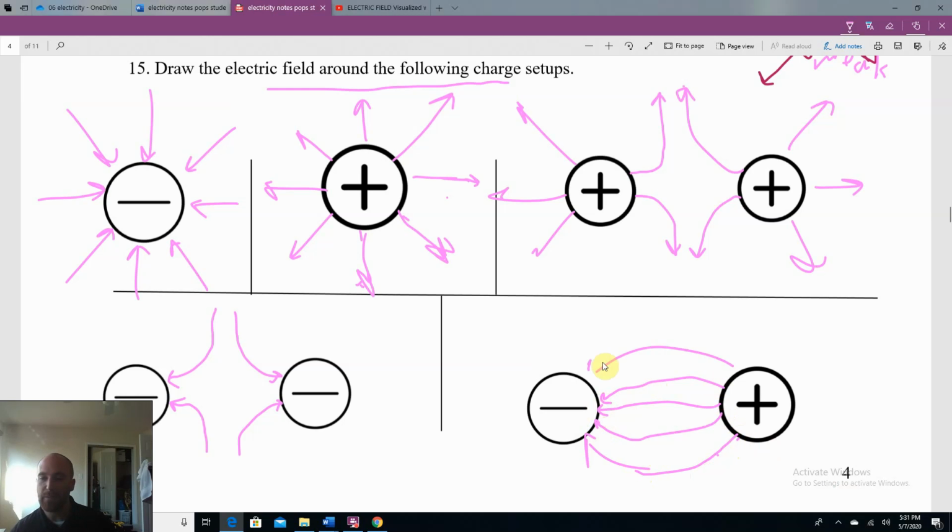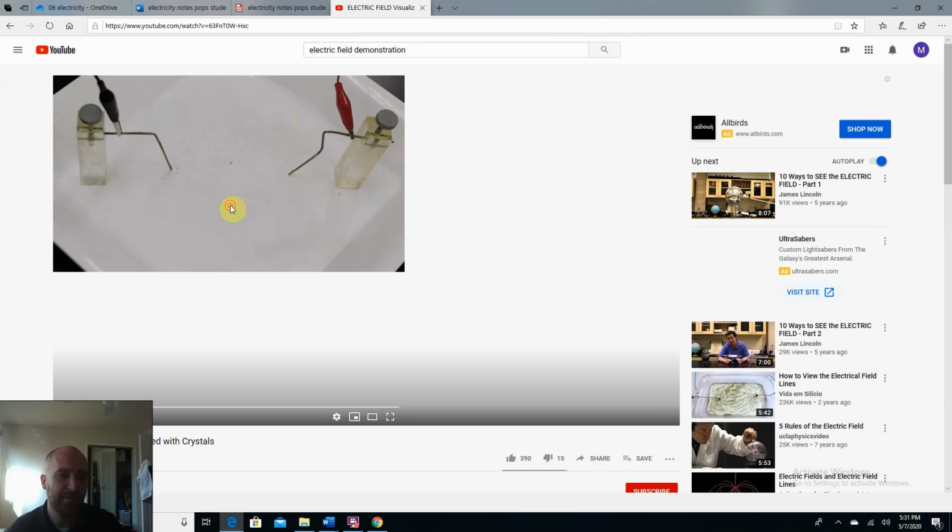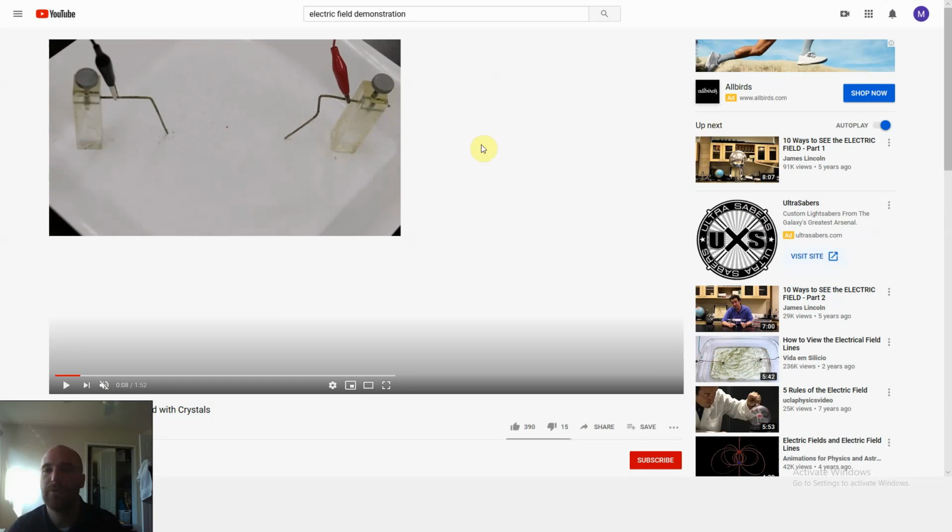So again, it's like a map of the forces in the space around an object. And these are real things. I know it seems weird that objects are surrounded by these arrows, but it's a real interaction that occurs in the space around an object. Here's a pretty good video on YouTube that does a good job of showing these electric fields in action.